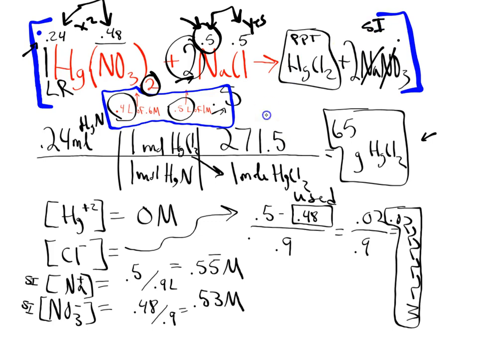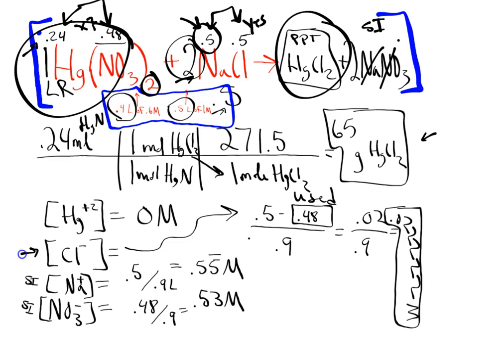Then we're off to the races. The last thing to do is just to find the concentration of all parts. The Hg was in both the limiting reactant and the precipitate, so its concentration was equal to 0. We'll come back to this in a second. The 2 spectator ions, you just take their initial concentration and divide it by the total volume. So 0.5 over 0.9 was this. 0.48 divided by 0.9 was that.